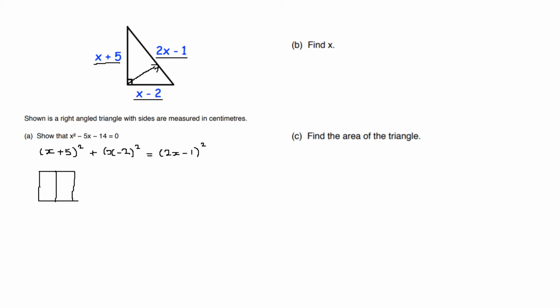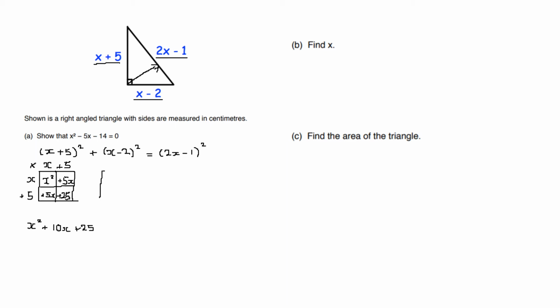So let's expand this first bracket. So we've got x plus 5 multiplied by x plus 5. So that's going to give us x squared plus 5x plus 5x plus 25. So let's pop that down here. x squared plus 5x plus 5x will give us 10x plus 25.